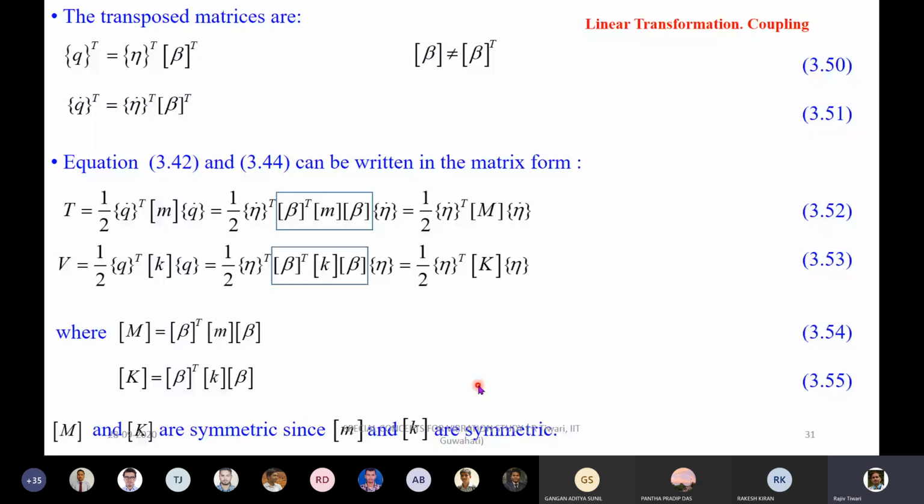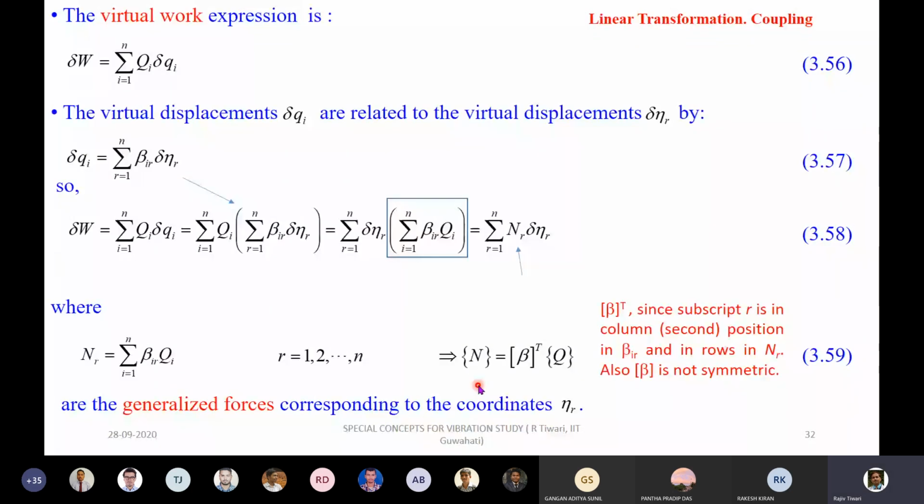So we have taken care of the kinetic energy and the potential energy. Now for the virtual work expression, which we had written earlier, Q_i is the generalized force, and delta q_i is the virtual displacement of the original generalized coordinate. Now we want to transform this also into the new coordinate, that is eta, and we had the relationship between q_i and eta. If we take the variation of q, because beta is constant, only the variation of eta will take place in this transformation. So this we can substitute in the virtual work.